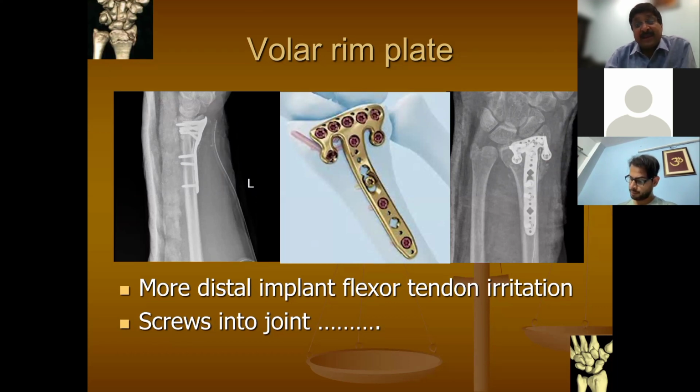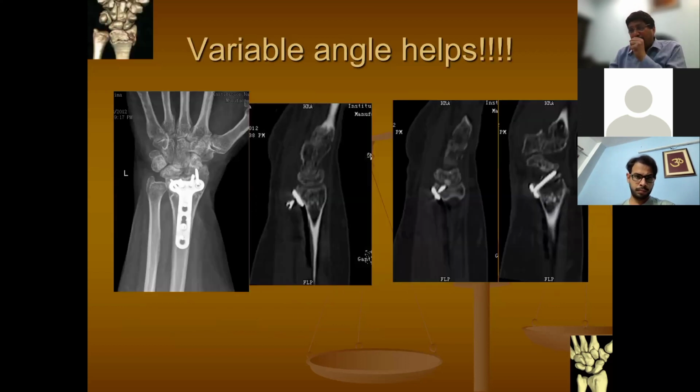Again, this is a variable angle plate, so there are chances that, if we are not careful, we can put our screws in the joint, but because of being variable angle, we can see our screws and direct our screws specifically towards the fragments and away from the joint.